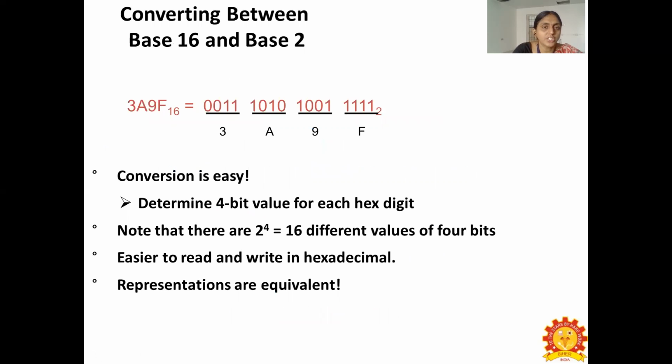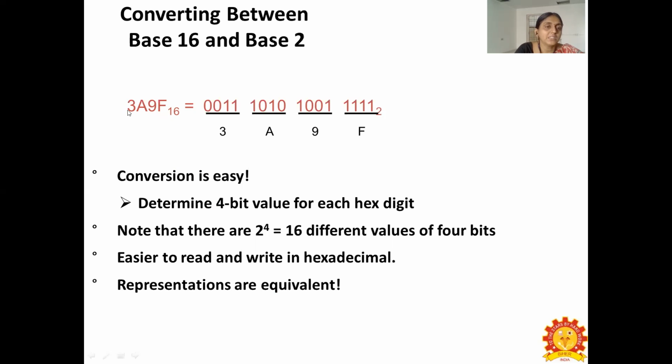And now we will see the conversion technique between base 16 and base 2. So here the conversion method is very easy, like determine the 4-bit value. Separate the given hexadecimal in 4-bit value. So determine 4-bit value for each hexadigit, and note that there are 2 power 4 is equal to 16 different values of 4 bits. Easier to read and write in hexadecimal, and here the representations are equivalent to the other number systems. So here the example given is 3A9F to the base 16, which is a hexadecimal.